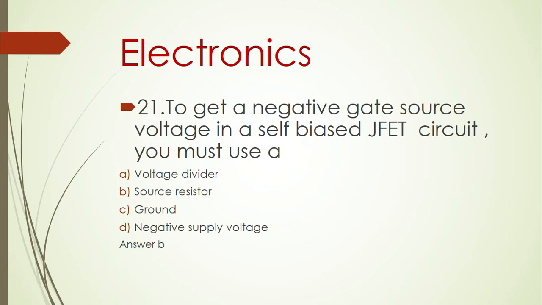To get a negative gate source voltage in a self-biased JFET circuit, you must use a voltage divider, source resistor, ground and negative supply voltage. Option B, source resistor, is the correct answer.